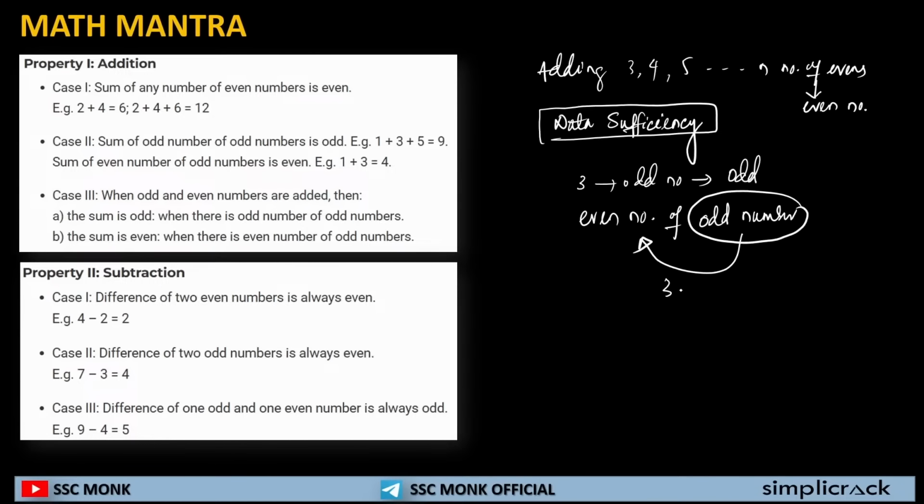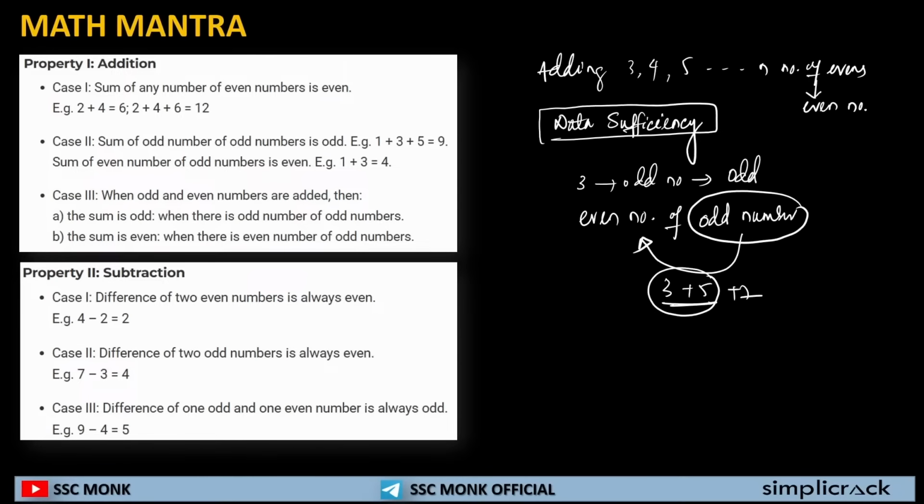That means I am adding, let's say, 3 plus 5. These are odd numbers, but the total count of odd numbers is even, 1 and 2. If I add 7 over here, all are odd numbers, but the total count of odd numbers is odd. So here the answer will be odd, but in the case of 3 plus 5, the answer will be even. So this is how case 2 is given. In case 3, it is saying when an odd and an even number are added, 3 plus 4, 3 is an odd number, 4 is an even number.